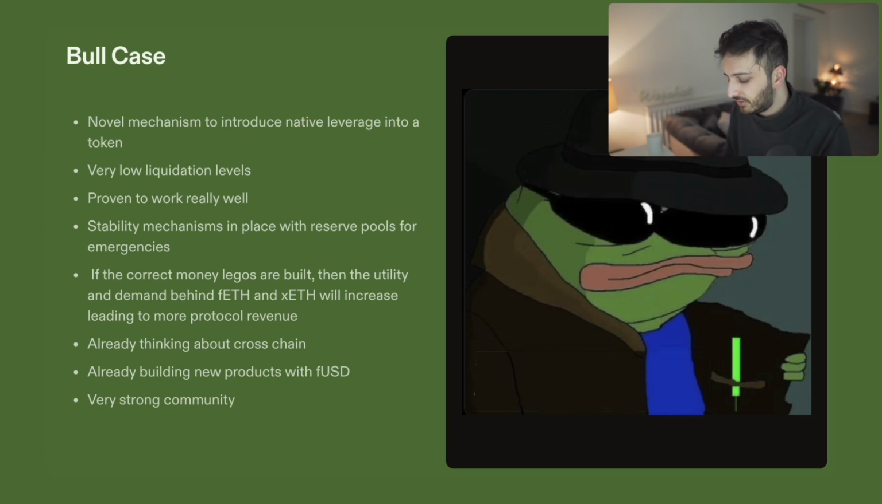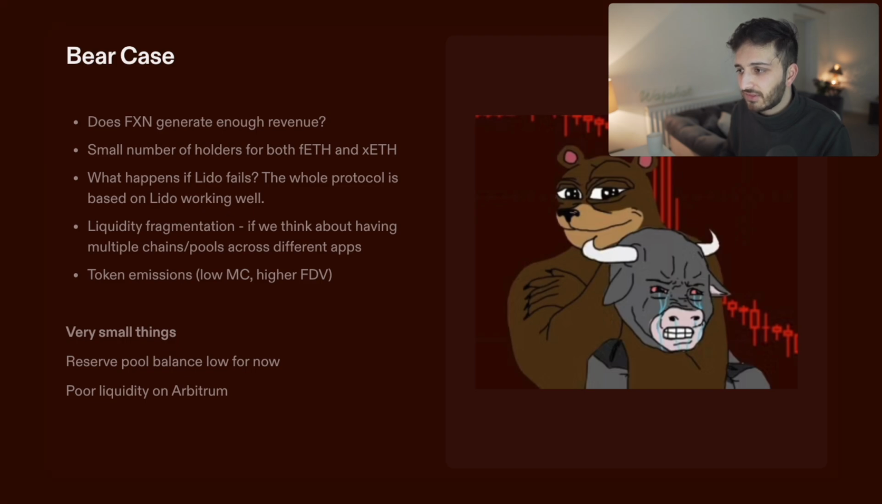So I think that's really good to see. The bear case does have a few things. I think one of the questions is, does FXN generate enough revenue to validate a 100 million FDV? That is a question that some people have. One of the concerns that I had was that the number of holders for both FETH and XETH is still fairly low. I do think that with time, the adoption will increase, especially on layer 2s.